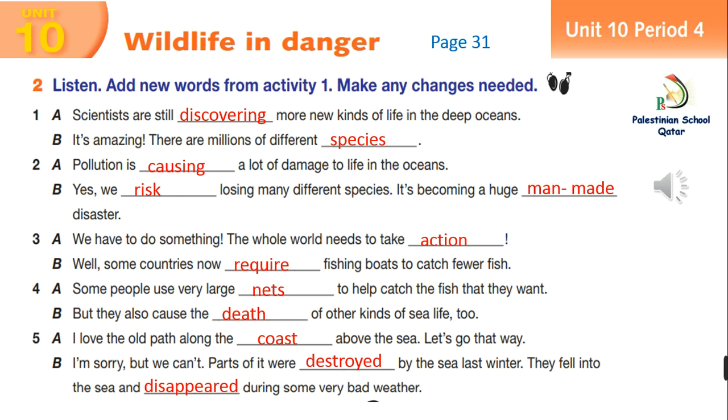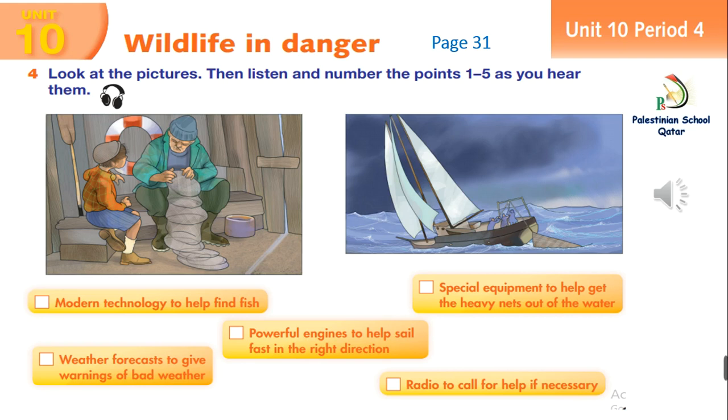After we finish writing these words and listening to this activity, now let's jump to exercise number 3 and listen, of course. But here in this exercise, you need to look at these pictures and listen and number the points from 1 to 5 as you hear.